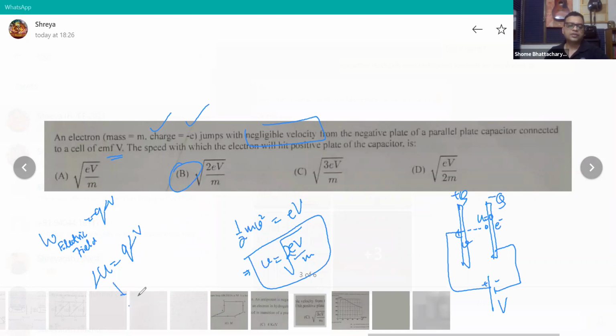And this is negative of work done by the internal conservative force. Okay, so you understood now, it is a very simple question. Electron is moving across a voltage of V, na? So the work done by the electric field on the electron will be E into V. So that becomes the kinetic energy of the electron.